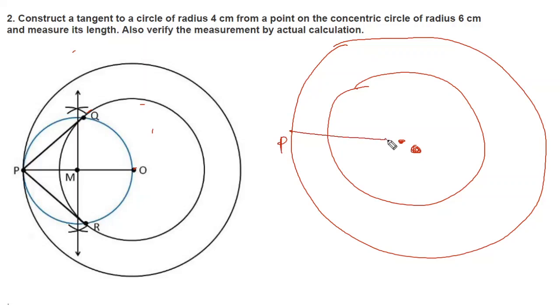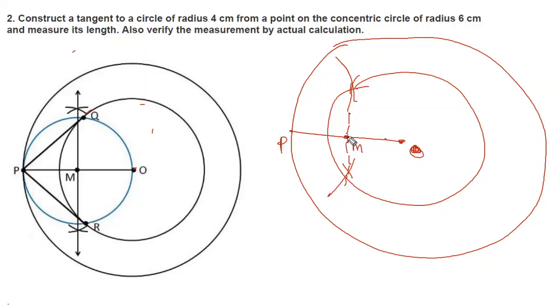Join PO. Now, we have to find the midpoint of this PO. You know how to find the midpoint? Take an arc more than half. Here, let them intersect at 2 points and just join these 2 points. Now you get the midpoint of PO. Let the name of the midpoint be M.